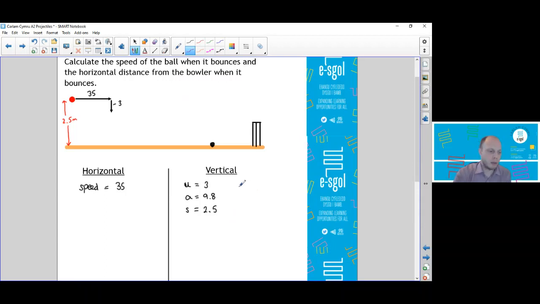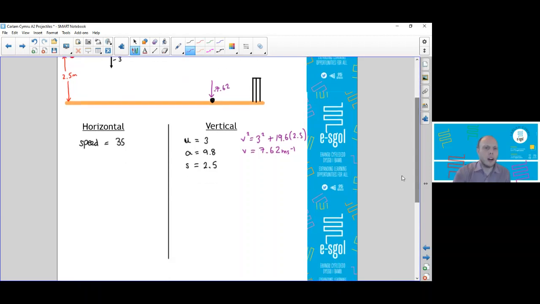To do v, I'm going to use v squared equals u squared plus 2as. So v squared equals 3 squared plus 19.6, which is 2a, times 2.5, which is s. And if you work that out and square root it, it comes out as 7.62 meters per second. So when it hits the floor, I've got 7.62 downwards. Okay, negative really because it's down, but we are calling down positive.